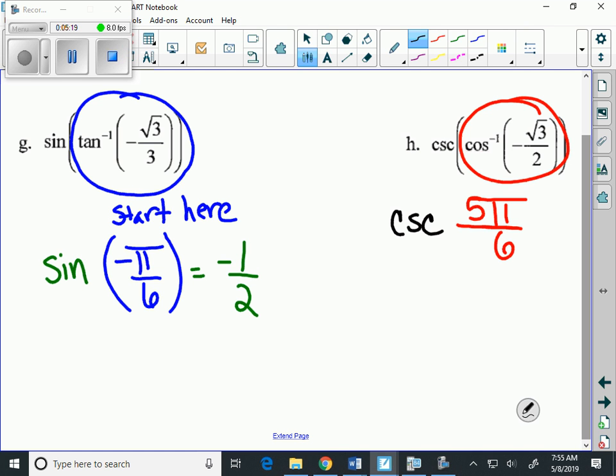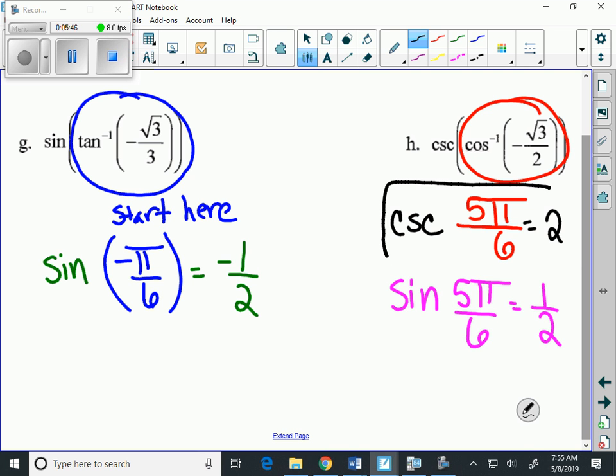Remember that sine is the reciprocal of cosecant. So if we switch that up a little bit, what is the sine of 5 pi over 6? The sine of 5 pi over 6 is 1/2. So when we're looking at the cosecant to finish this problem, we're going to have to take the reciprocal of 1/2, and we get 2. And this is our answer.